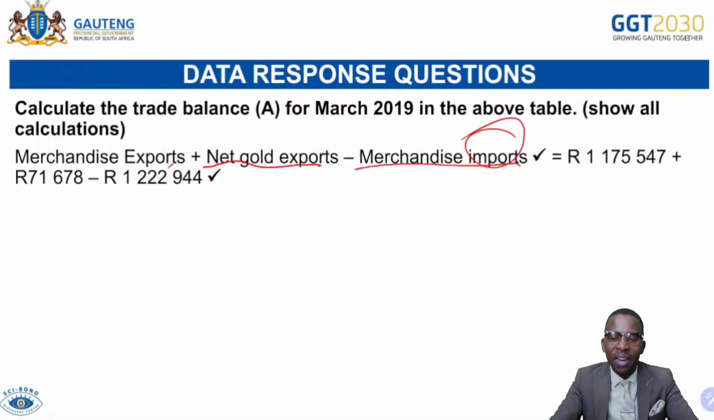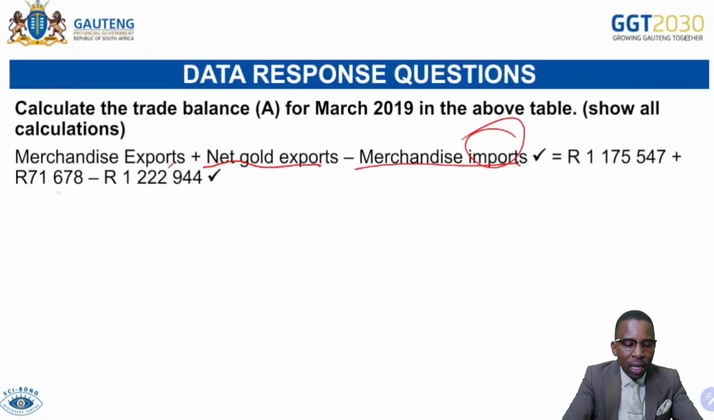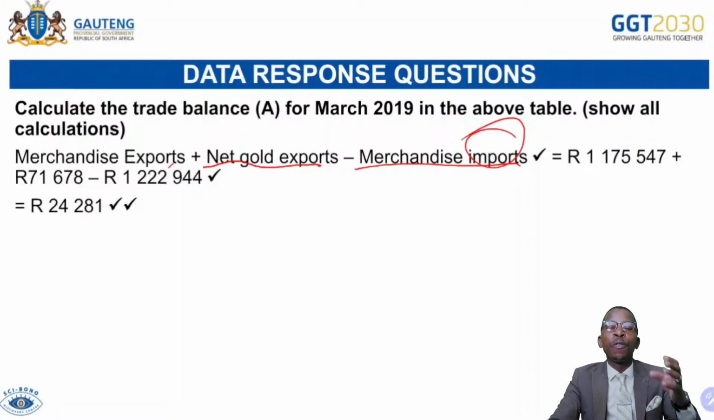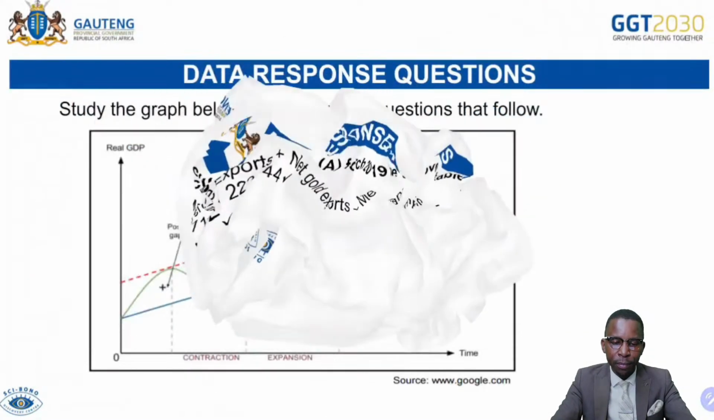Why are we subtracting imports? Because imports are the leakage. Money is flowing out of the country. Then it's 1,175,547 plus 71,678 minus 1,222,944. Let's look at the answer. It is positive. Trade balance is 24,281, meaning our exports exceeded imports. The inflow of the foreign currencies exceeded the outflow of the domestic currency.